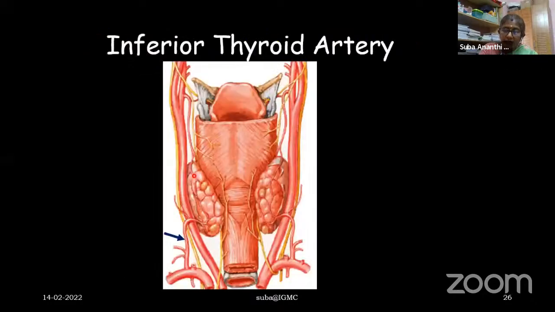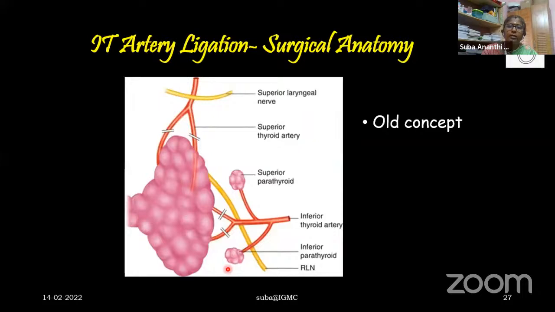So the nerve accompanying this inferior thyroid artery, what you see here, is the recurrent laryngeal nerve. The older concept in thyroidectomy, while ligating the inferior thyroid artery, is that to avoid injury to the recurrent laryngeal nerve, it's better to ligate the artery away from the gland. We say away from the base.